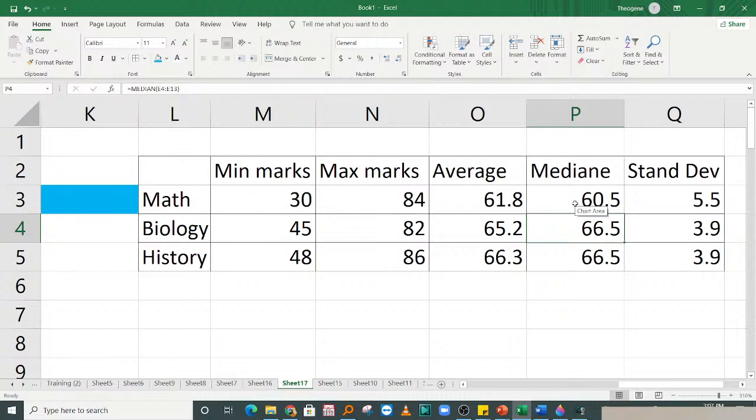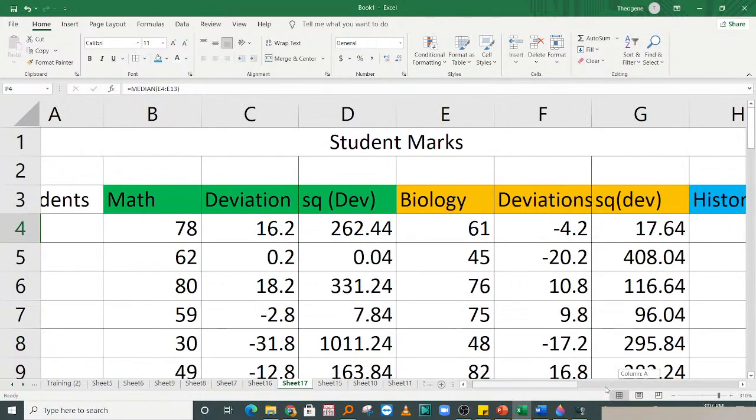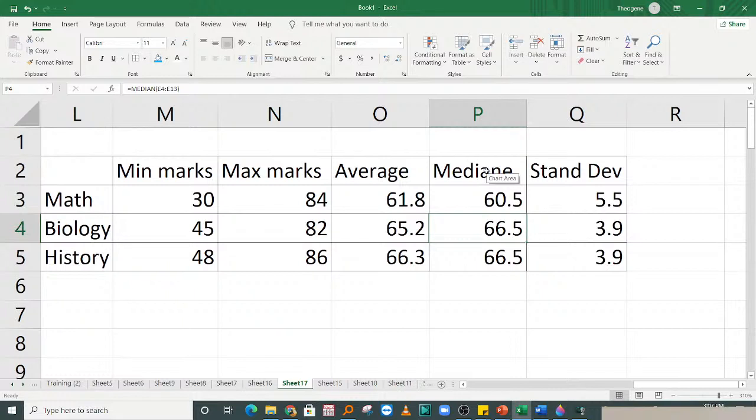It is 5 plus 1, it is equal to 6 over 2. We find the third of the marks. So the median is equal to just 1.